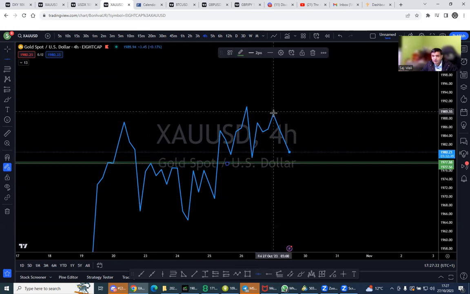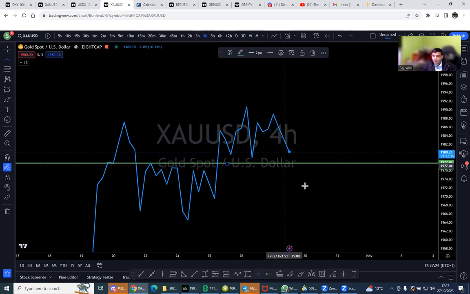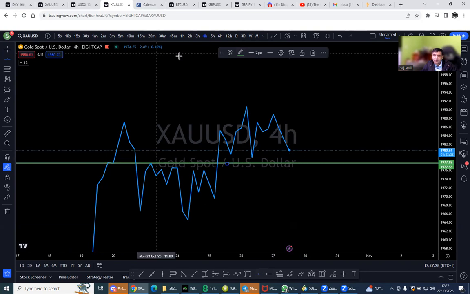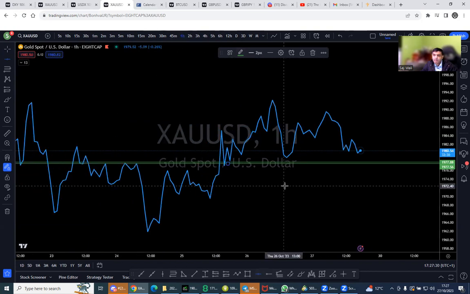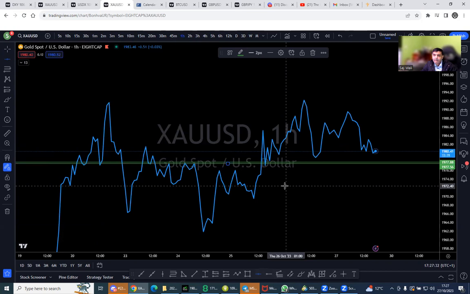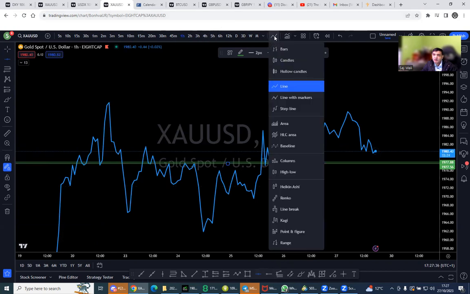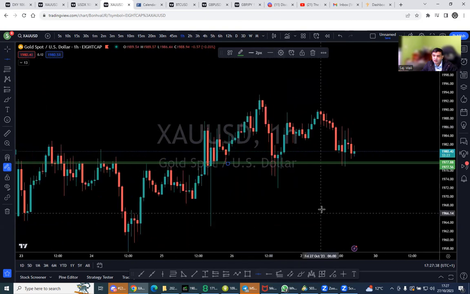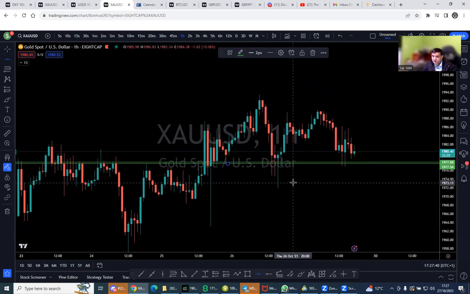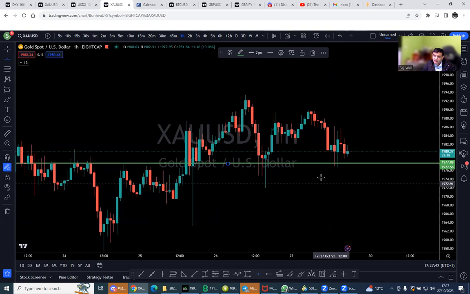So this is a level here in 4 hour. So there's a possibility the market may come down a little bit more. And this is 1 hour chart. And let me go to the candles again. And this is how you analyze the market trend.